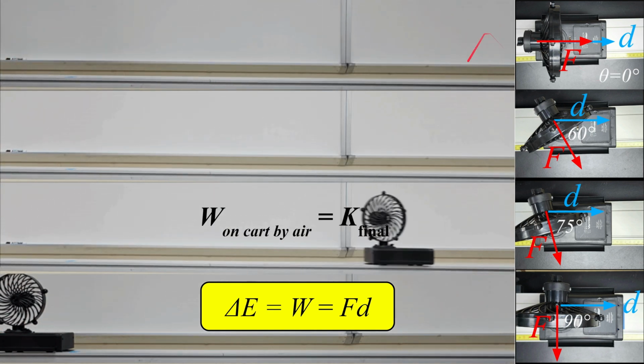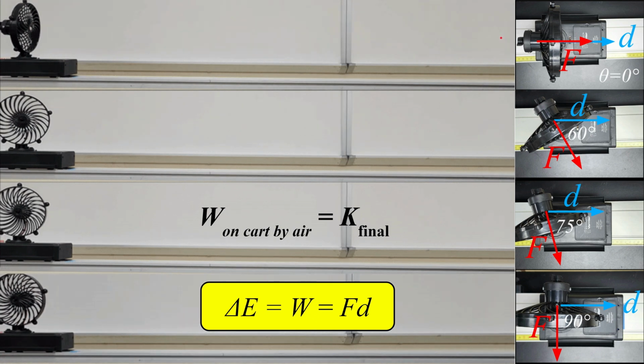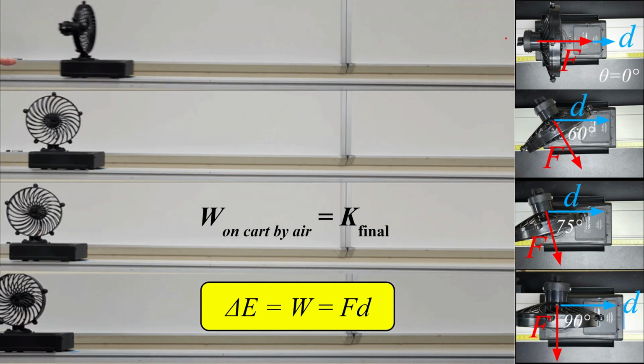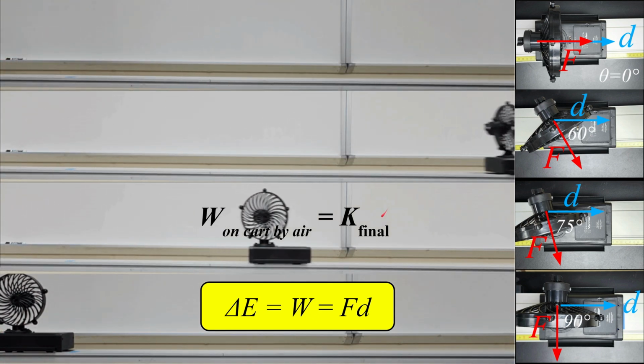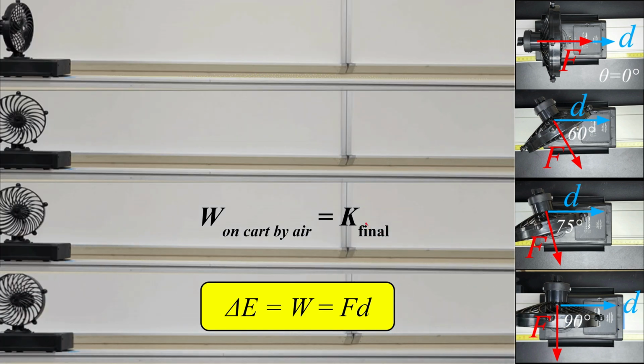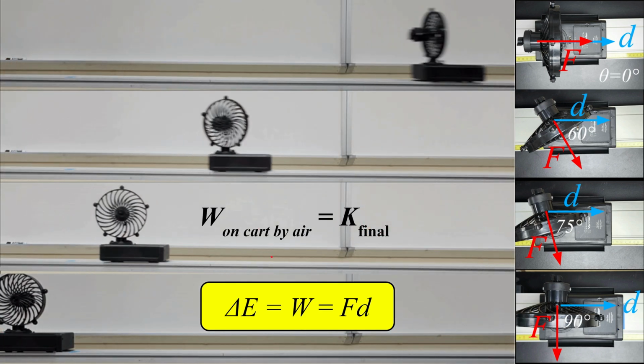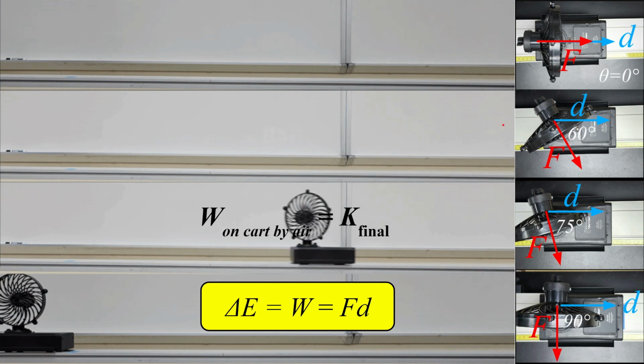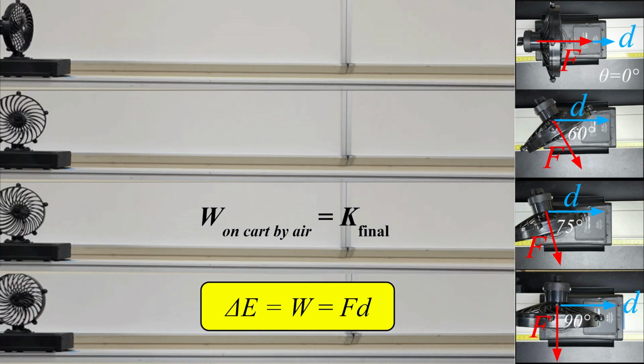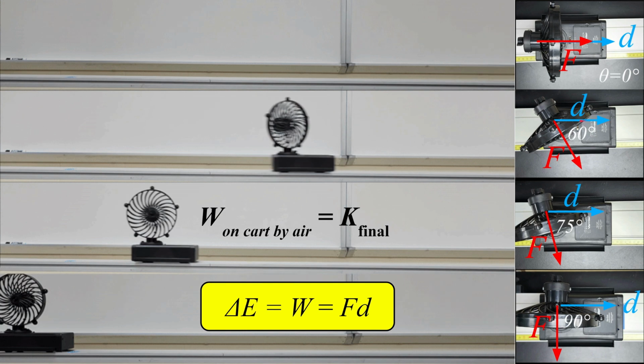And you can see that it reaches a pretty high velocity. It's got a decent amount of kinetic energy. So the final speed or velocity will give us a relative indication of how much kinetic energy the cart has, which is how much work was done on the cart as it was displaced. In each of the other examples, I rotated that fan so it pushes not in the same direction it's moving, but at a different angle.